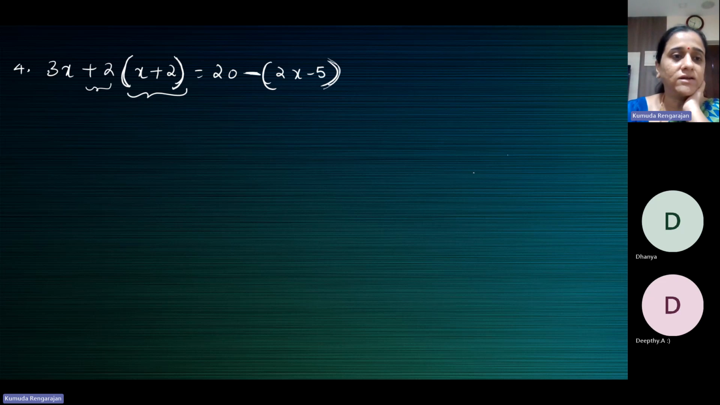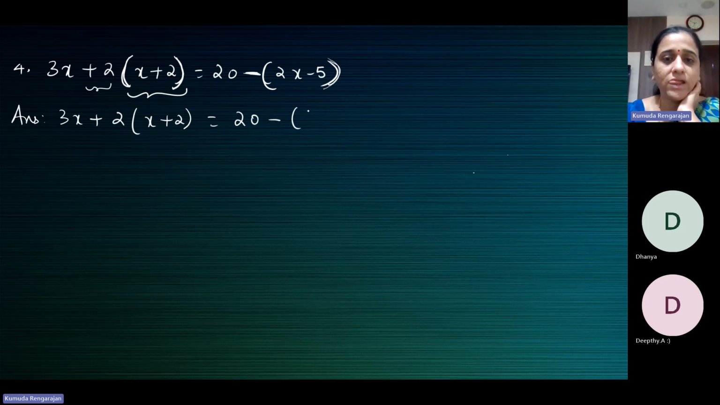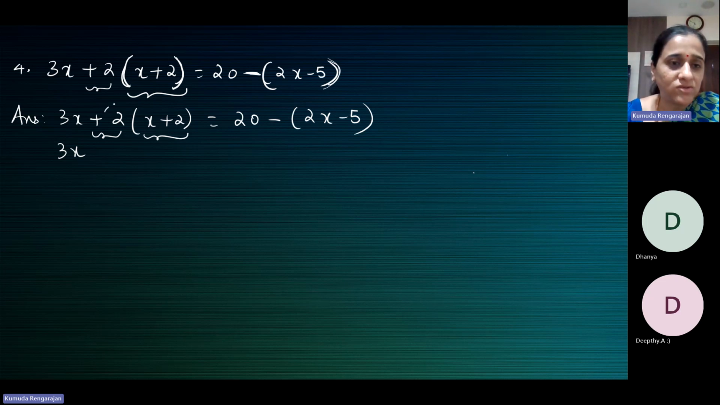Okay, so we'll start. Here, this 3x will come as it is. Let me write the equation again: 3x plus 2 into x plus 2 is equal to 20 minus 2x minus 5. This is what is given. This 3x will come down as it is. Now we understood that we'll have to multiply plus 2 with the terms in the bracket. So it is plus 2 into x and then plus 2 into plus 2.